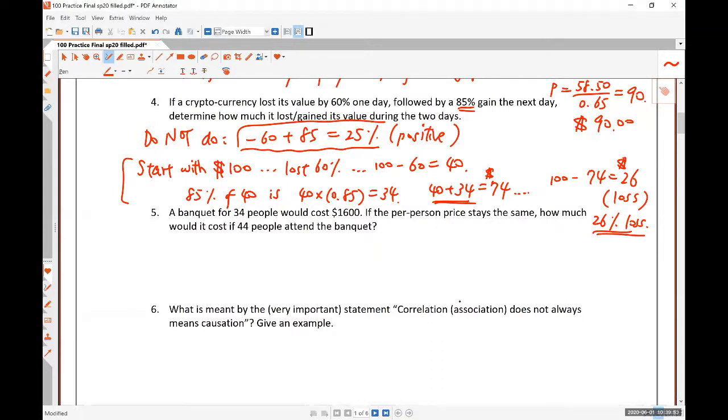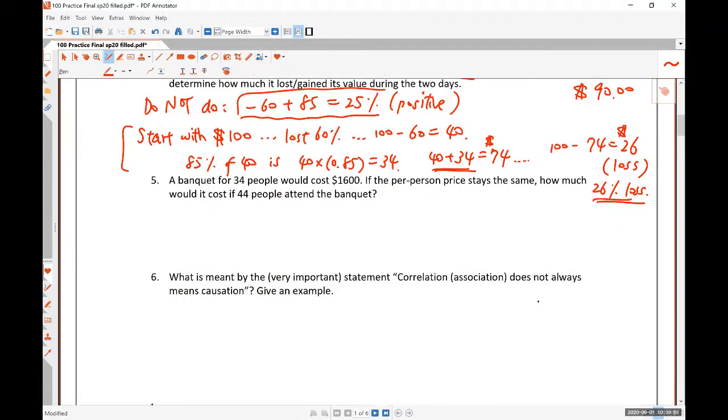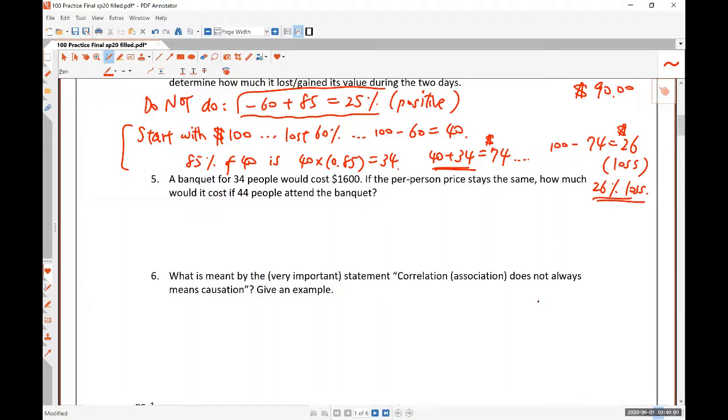If the per person price stays the same, how much would it cost if 44 people attended? So you can set up a proportion in a different way. I think the nice proportion here would be 1,600 to 34 people is what to 44 people? Okay, and the way to calculate this is, and I think you remember, cross multiplication here.